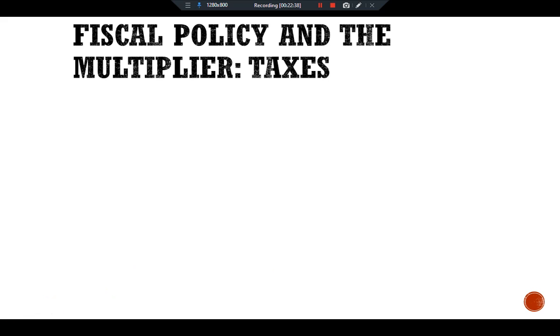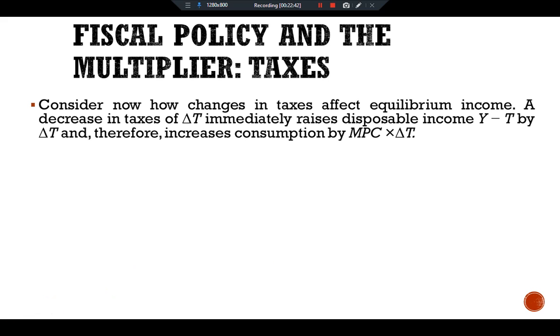Next, fiscal policy and the multiplier: taxes. Consider now how changes in taxes affect equilibrium income. A decrease in taxes of delta T immediately raises disposable income Y minus T by delta T, and therefore increases consumption by MPC cross delta T. So let's see a graphical presentation.